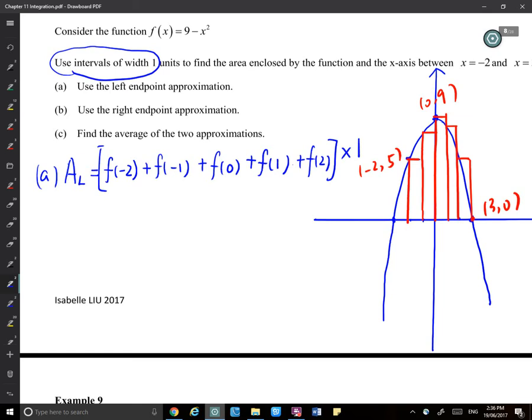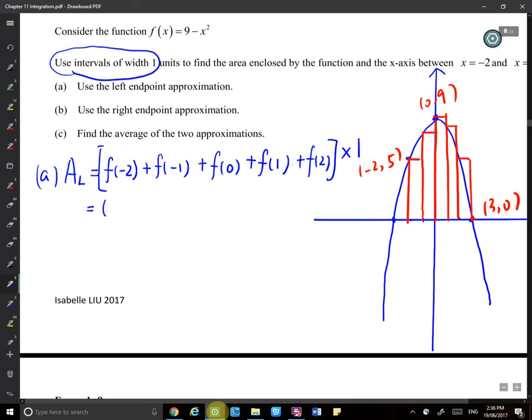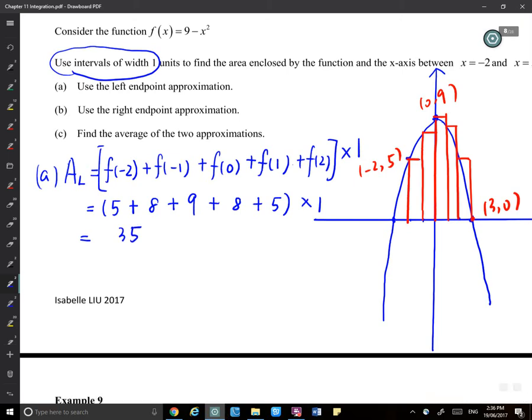So what I will have is 5 plus 8 plus 9 plus 8 plus 5, times 1. 13 times 2 is 26, 26 and 9 is 35. So we'll have 35 for this one.